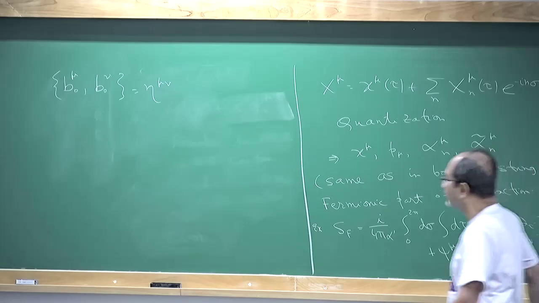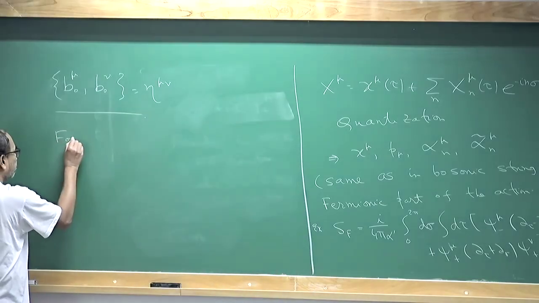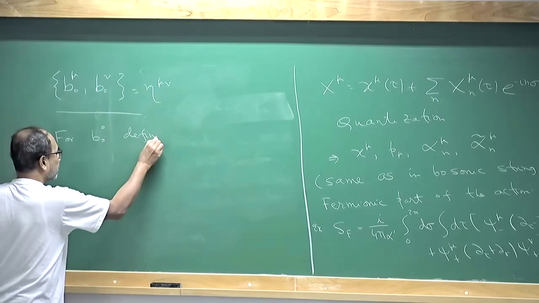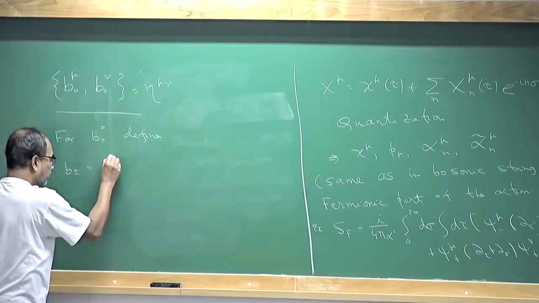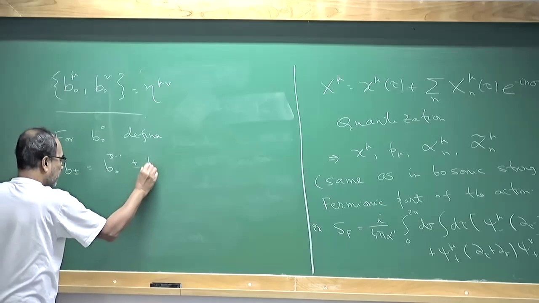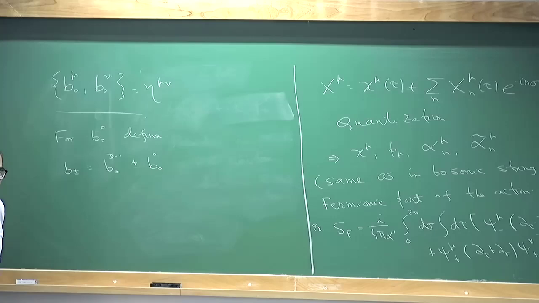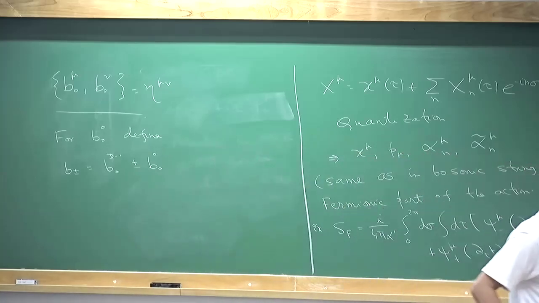So for b0, 0, define b plus minus as b0 d minus 1 plus minus b0, 0. Okay, then no i. And then you can repeat the same. This b0 is Grassmann odd. The Grassmann odd b0 1 square.